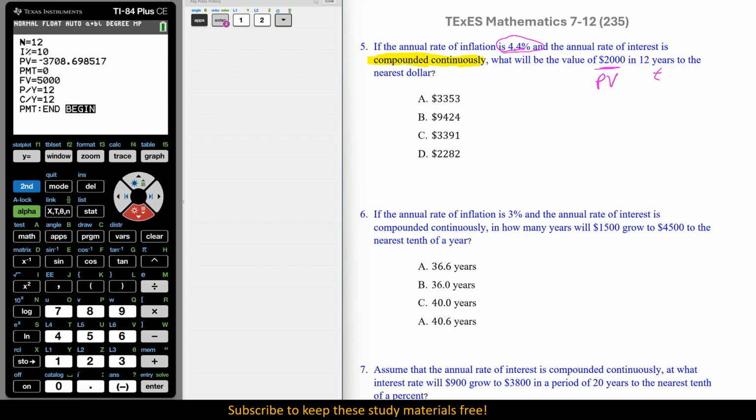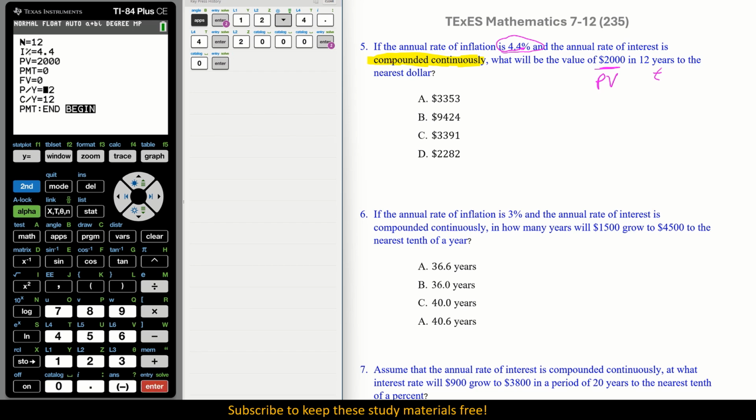Okay, interest 4.4. Now enter that. Now, our present value is the 2,000. Remember, we don't worry about the negative. That will pop in on its own. We don't have payments. We need future value, but we're going to put a 0 placeholder.